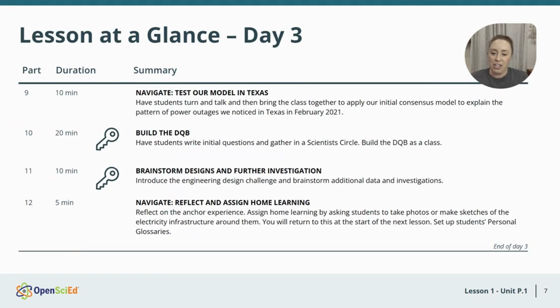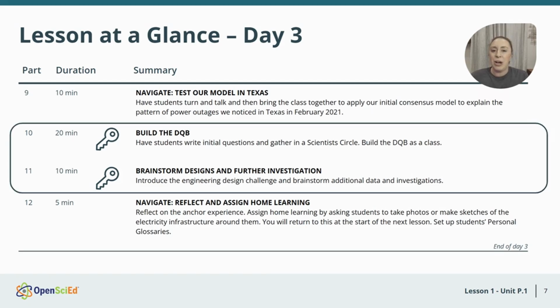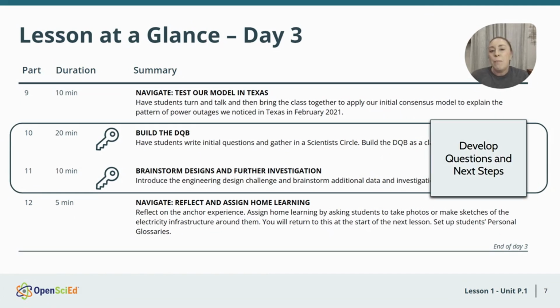And then lastly, in day 3, our sense-making really comes to play when students set themselves up for the rest of the unit by brainstorming some questions and next steps that we could take to learn more.